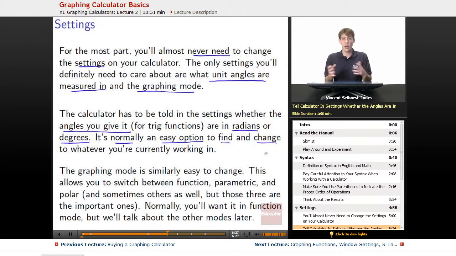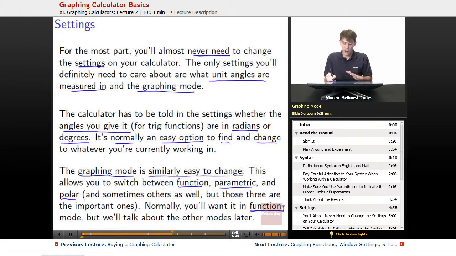Make sure you're using the right one, because if you aren't, all your answers are going to wind up coming out wrong. The other thing that you have to care about changing is the graphing mode, and that's similarly easy to change. This allows you to switch between function, parametric, and polar graphing modes, and sometimes other graphing modes as well, but those three, function, parametric, and polar, those are the really important ones that you want to know about.